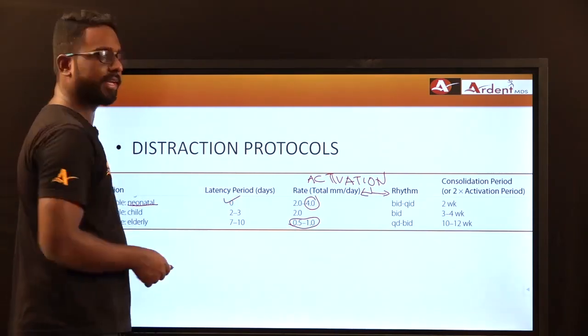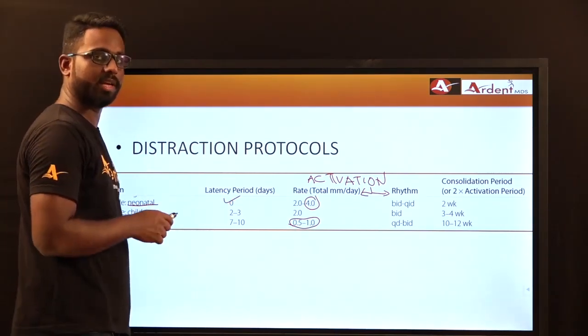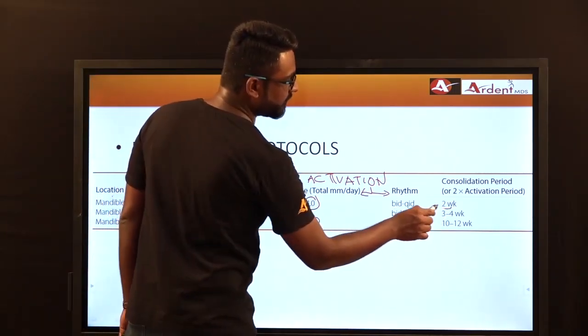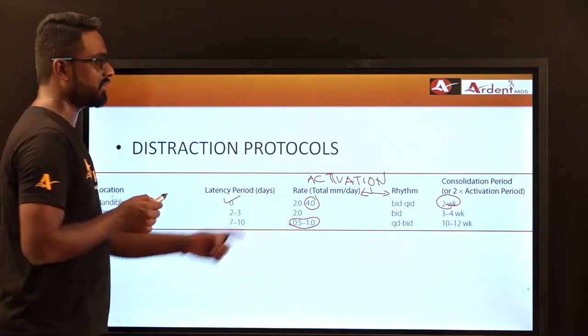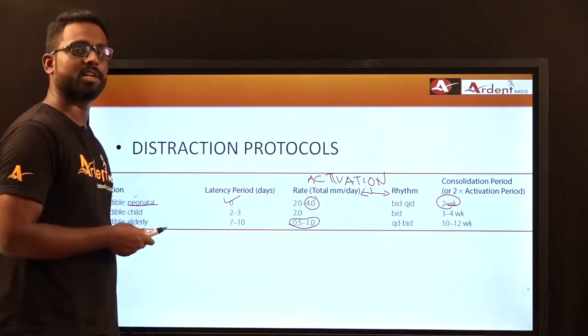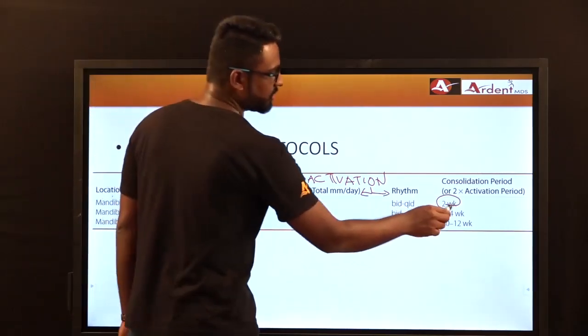If you move beyond that, the healing is not very good in case of elderly, and that is why the rate is also less, and then the consolidation period is very less. Why is the consolidation period very less? Because the activation is faster. We start activating and we achieve the desired result very soon, and it is only 2 weeks.